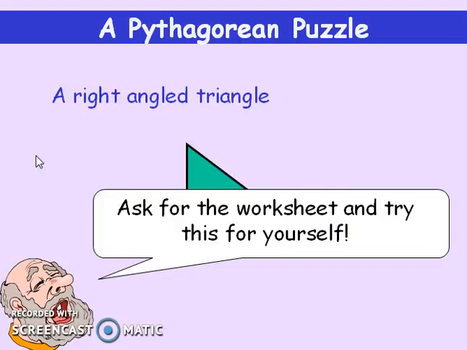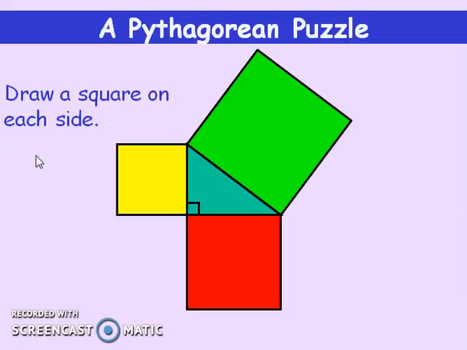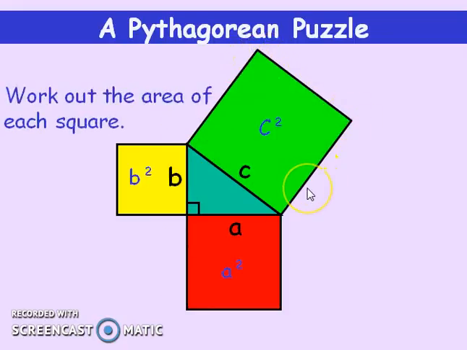Okay. You need to know that the Pythagorean puzzle only works with a right angle triangle. So before we start, I ask you to prepare the worksheet and try this for yourself. Okay, first draw a square on each side of the right angle triangle. So from here you can see this is the right angle triangle with a 90 degree angle. Okay, draw a square from each side, this side, and also this side, with a yellow square, red square, and also green square.